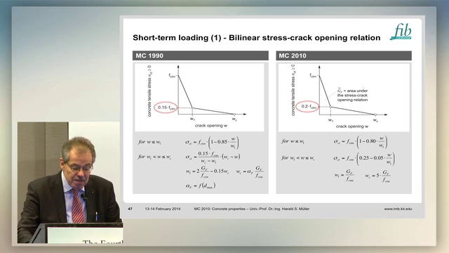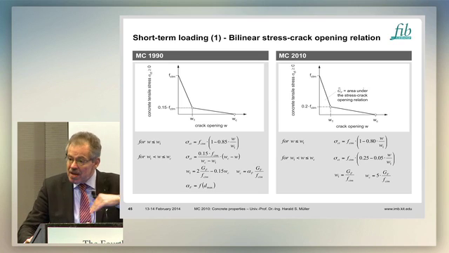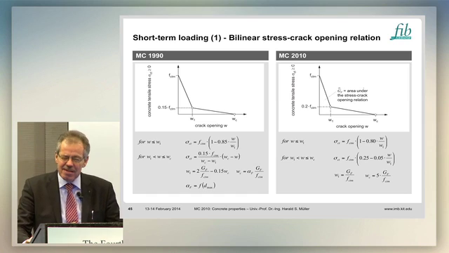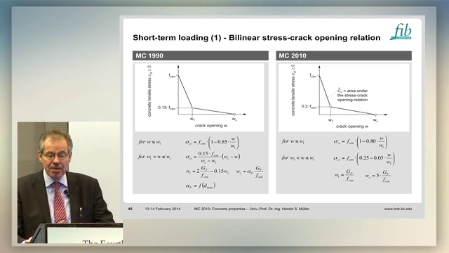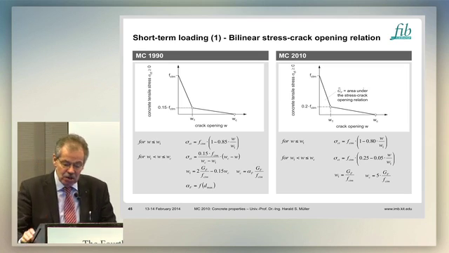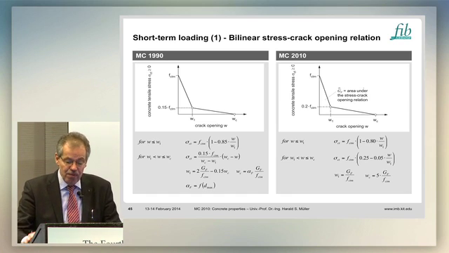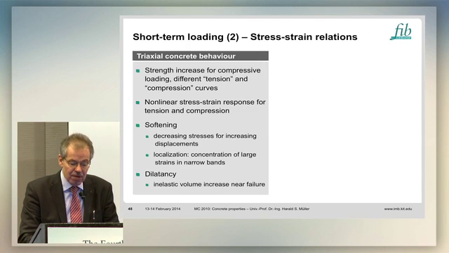What we also did: we had in the old model code this pronounced dependency on the aggregate size. We skipped it, because we found from nowadays data that the aggregate size has only a minor effect on the bilinear stress-crack opening relation. This effect disappears behind the scatter of the individual data we had, and so we arrived at a formula which is simpler than the original one for Model Code 90.